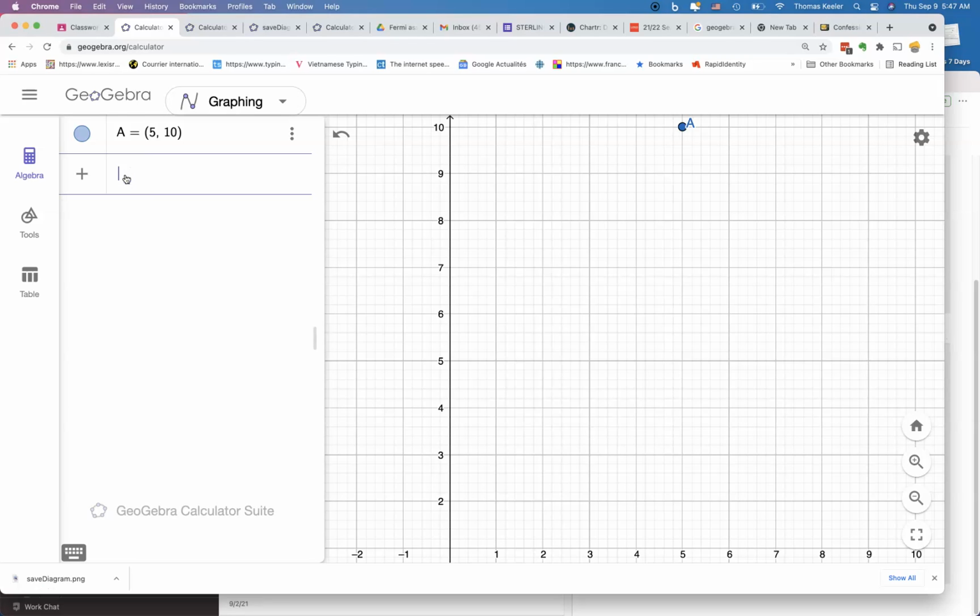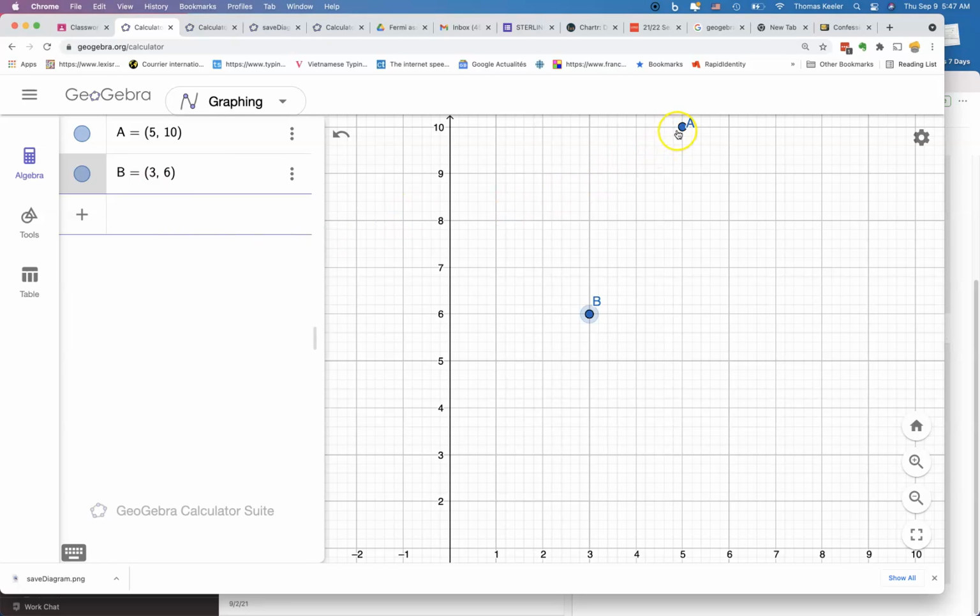So let's make another point. And what would be on that same line? Okay, so this is where you have to start thinking algebraically. You say, oh, okay, well the relationship is that the second coordinate, the y-coordinate, is twice as big. So how about instead of 5, 10, how about 3, 6? 6 is twice as much as 3. Okay, so I hit enter and I've got that.